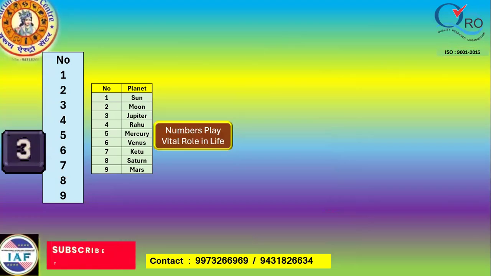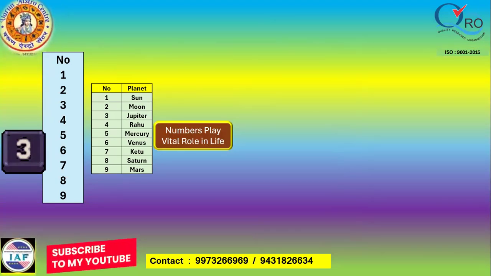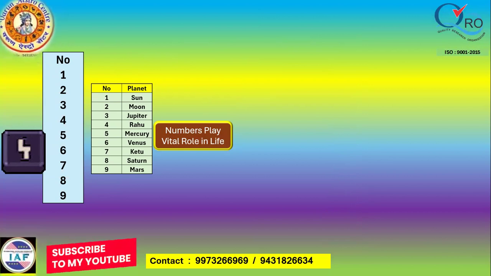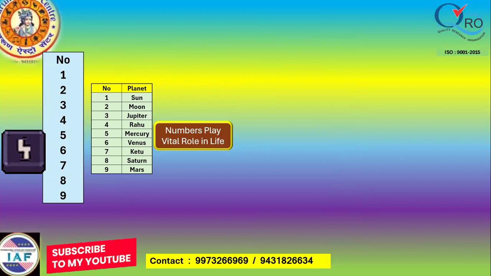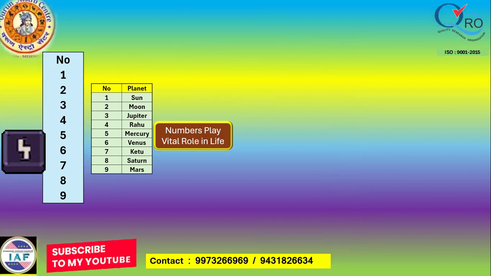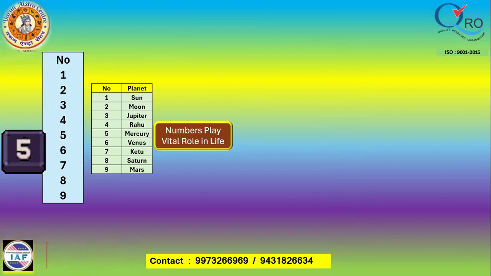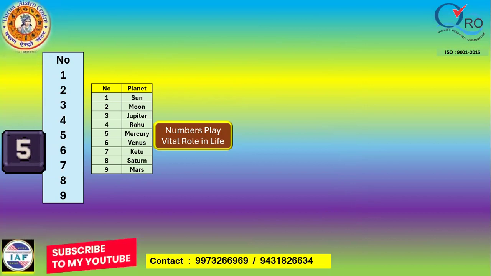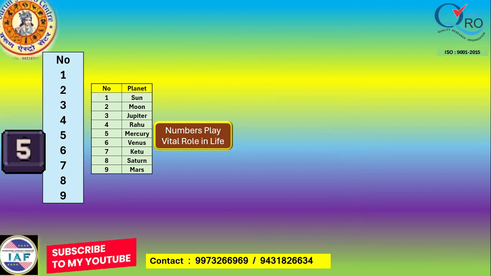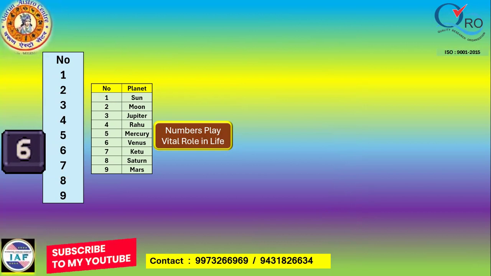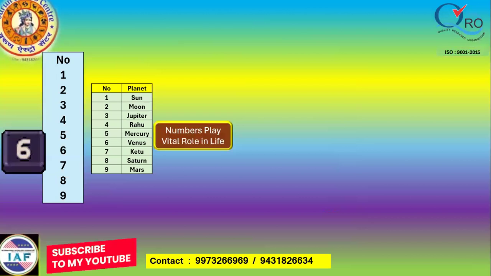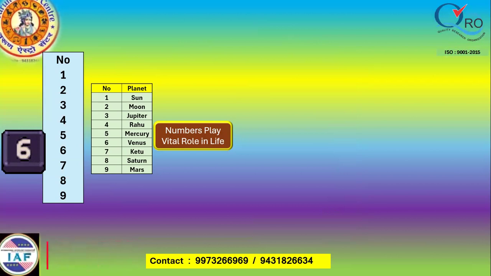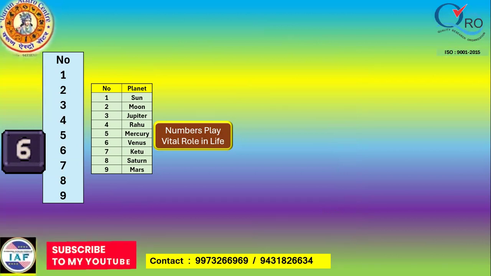Whenever in our birth chart, I mean numero chart, which consists of birth date, month and year, any number is missing, then the energy or quality of that planet is missing with us. We are losing that. Simultaneously, if some numbers appear more than twice, then the energy of that planet is in excess form in our body.